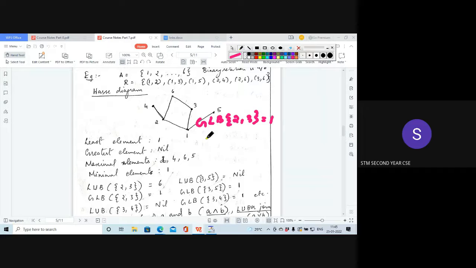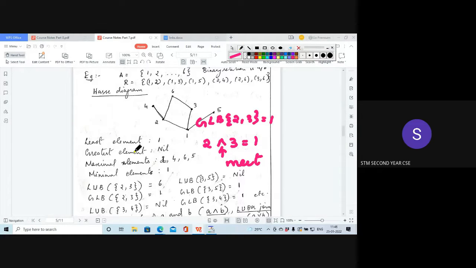So we can represent it as 2 and 3 is equal to 1. The greatest lower bound is also called meet. Okay, and this is called meet.